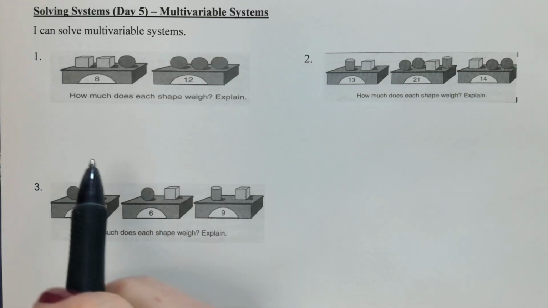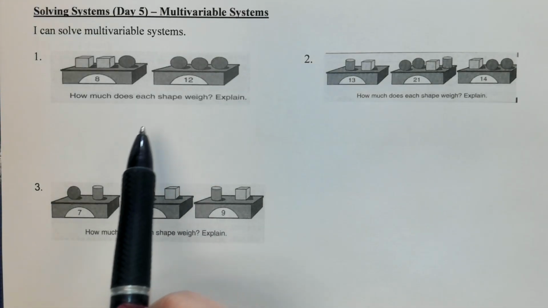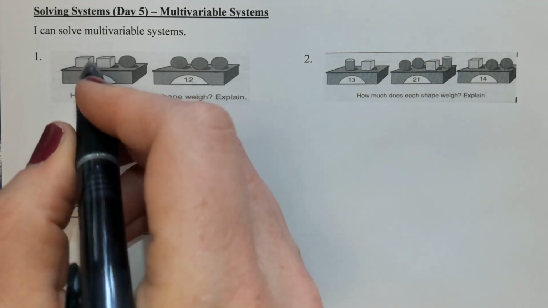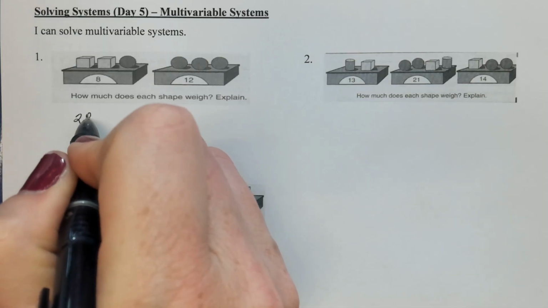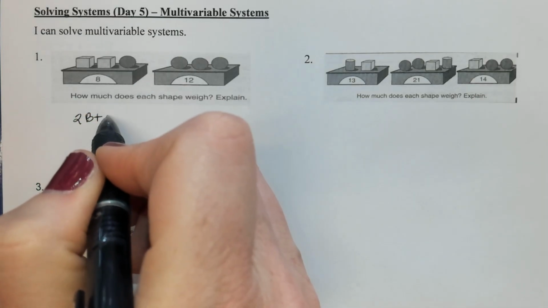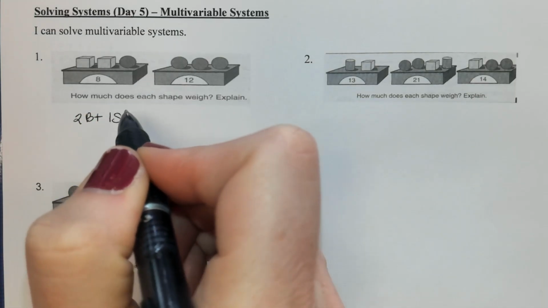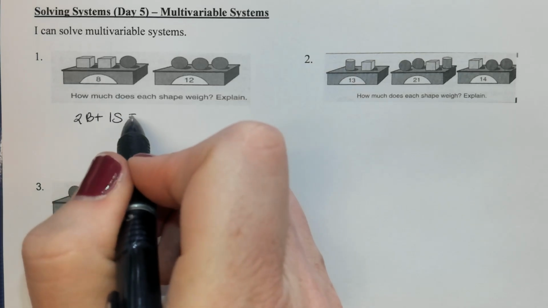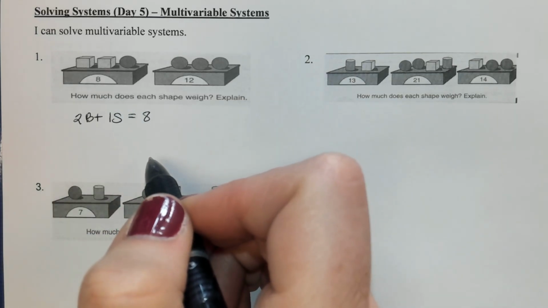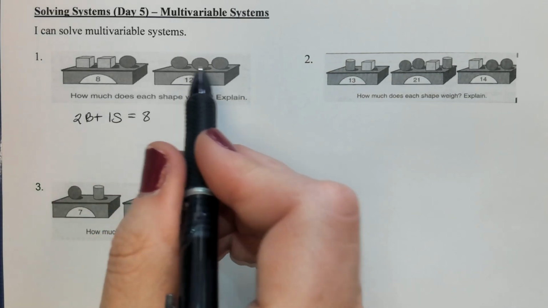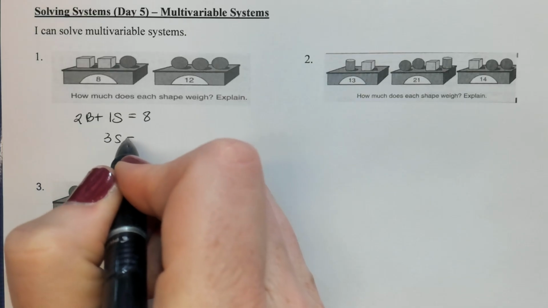So kind of just starting with some visuals. How much does each shape weigh? So I'm going to just go with, this is 2 blocks and 1 sphere. Shouldn't have picked S, it's a terrible letter. And then that weighs 8 pounds, 8 ounces, I don't know. And then we have 3 spheres, and they weigh 12.